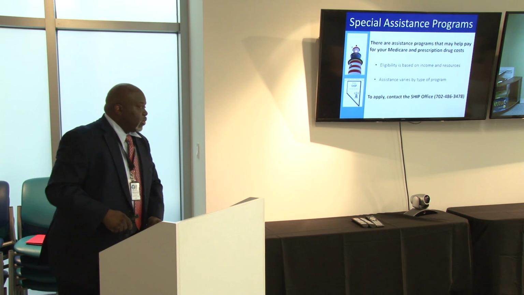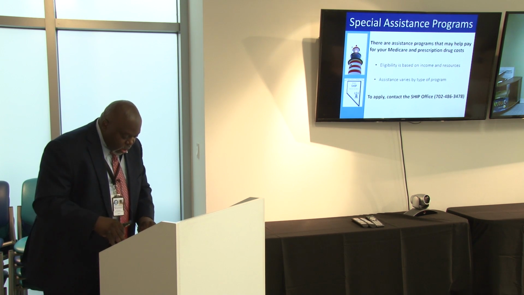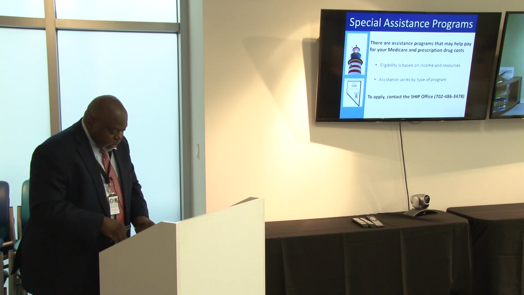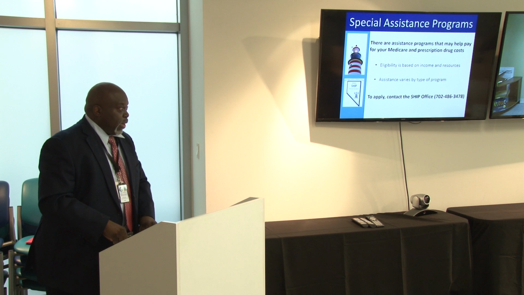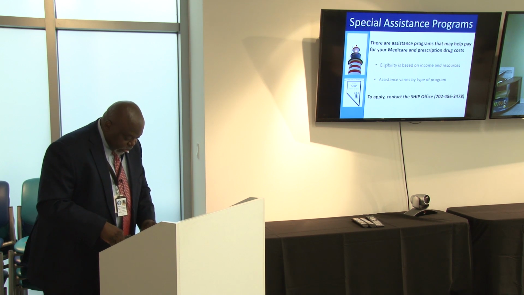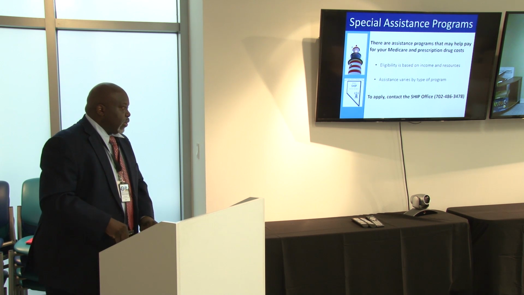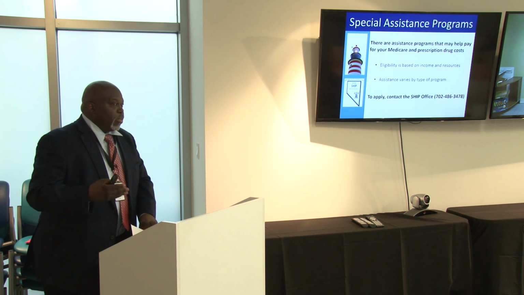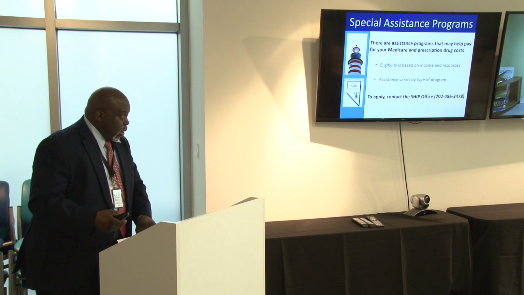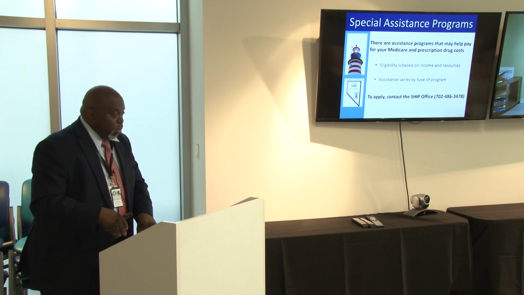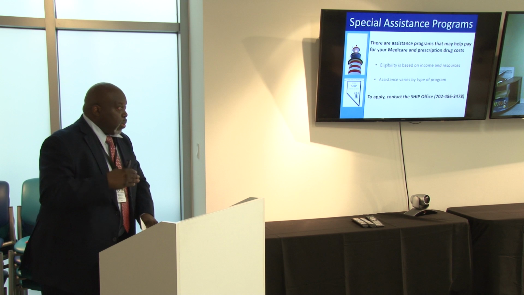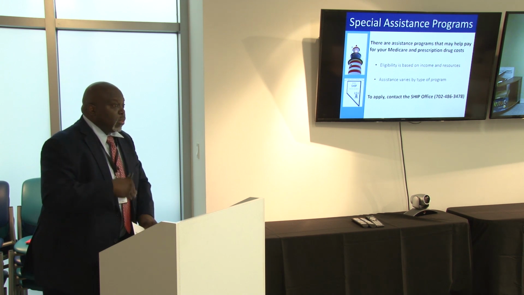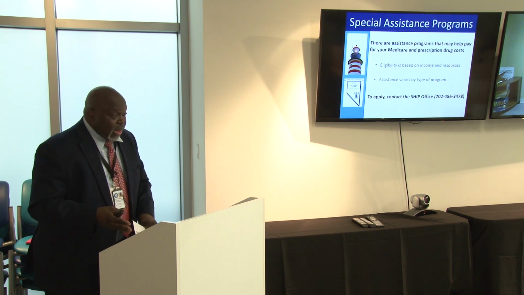Now let's talk about some of the special assistance programs. There are assistance programs that can help you to pay for your Medicare or your prescription drugs. These programs are based on income and resources, and the assistance varies by the type of programs. That's part of the information that we also carry at our SHIP offices, so you can call us or you can come by to see us, and that's one of the things that is part of the screening process, because we want to see that you get all the benefits that you're entitled to.